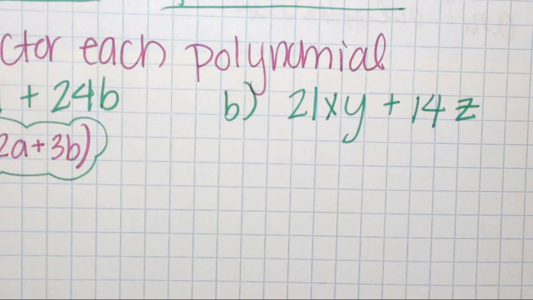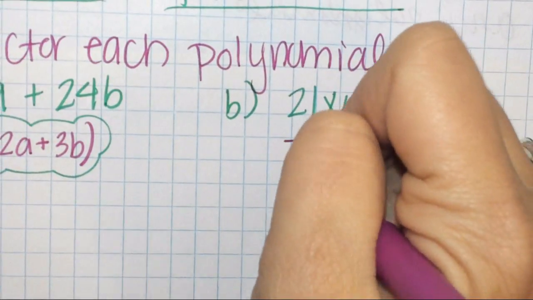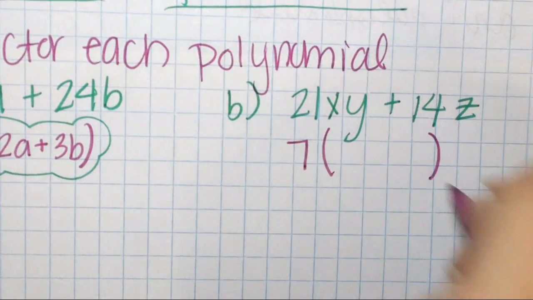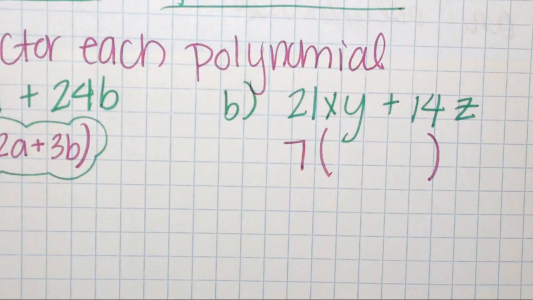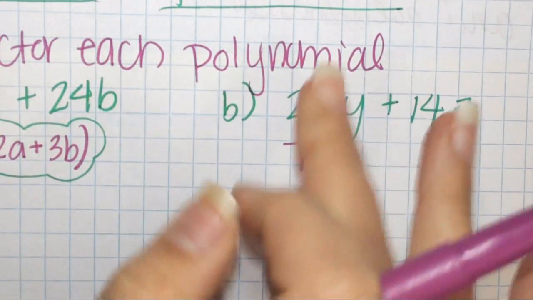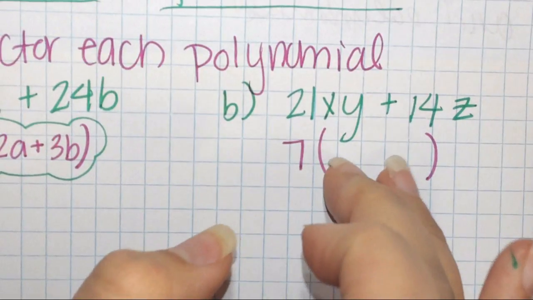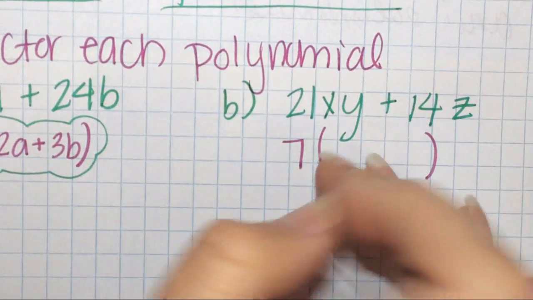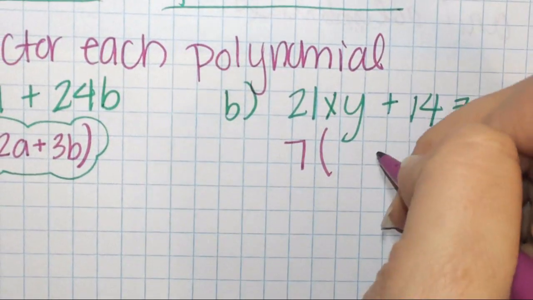All right, now first, do they have a variable in common? Nope, so we leave it alone. Now, what's the biggest number that goes into 21 and 14, Damien? 7. Take a point. All right, 7 up under that. Since they don't have a variable in common, we write a 7, we write our parentheses. Now, since there's 2 terms here, how many are we going to end with? 2. So since there's a plus, let's go ahead and write a plus right here.